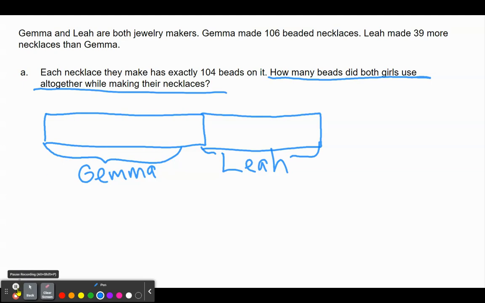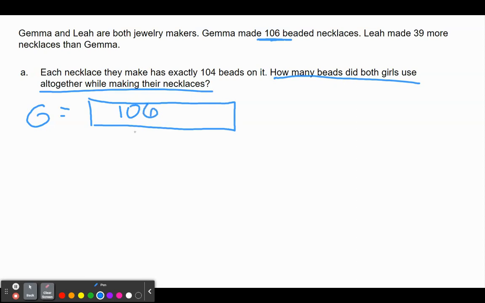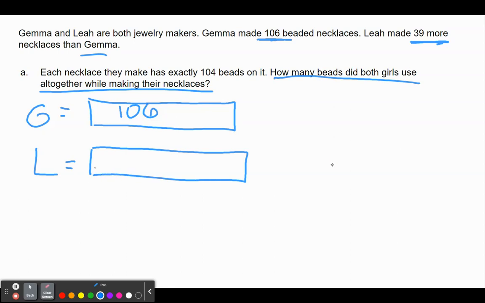I'm going to redraw my picture. So I know that Gemma, I'm going to put down a G for Gemma, made 106 necklaces. Okay. And we also know that Leah made 39 more necklaces than Gemma. That's important. We need to figure out how many necklaces Leah made. So we know she made 39 more necklaces than Gemma, and Gemma made 106.